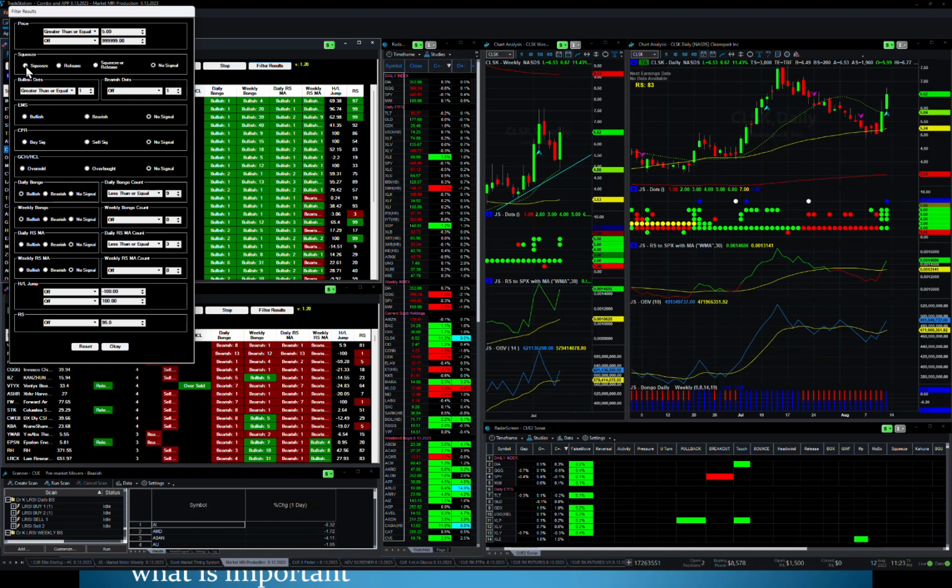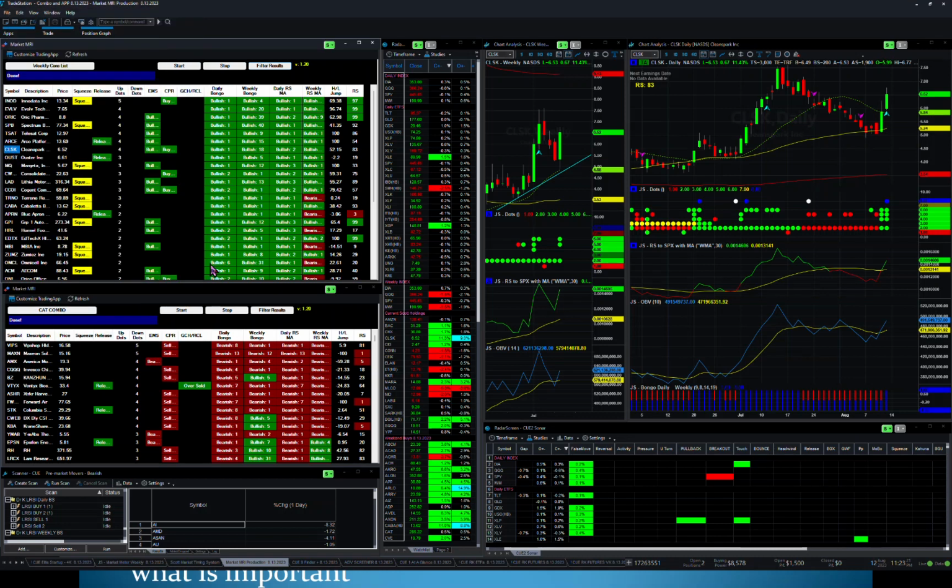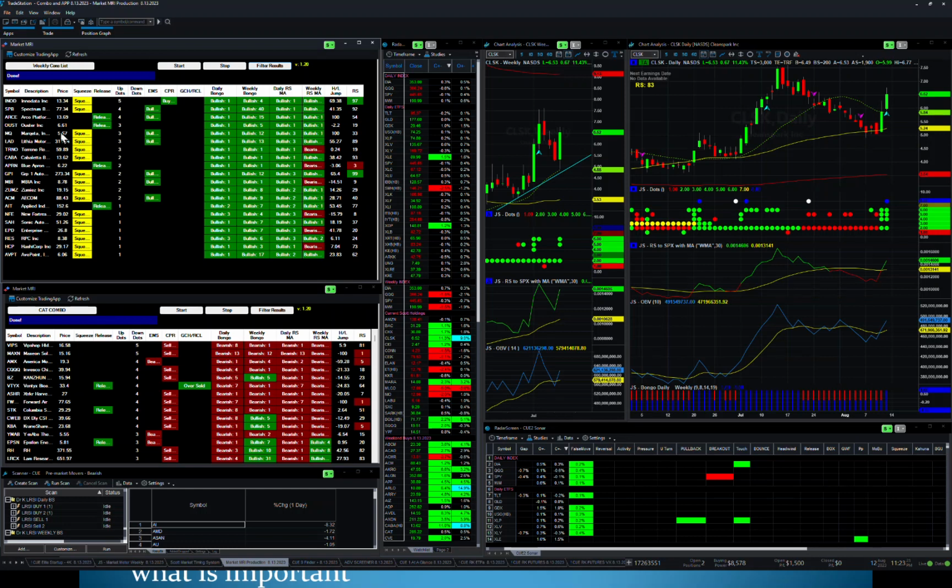What happens if I add the squeeze or the squeeze release? So this requires one or the other. Hit OK. Okay, so now I've got all of these that were in a squeeze.